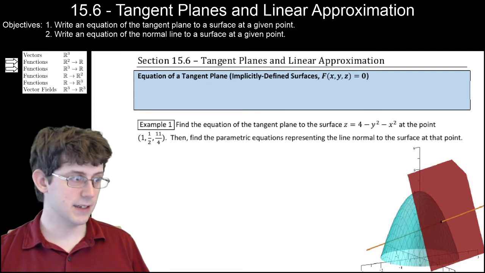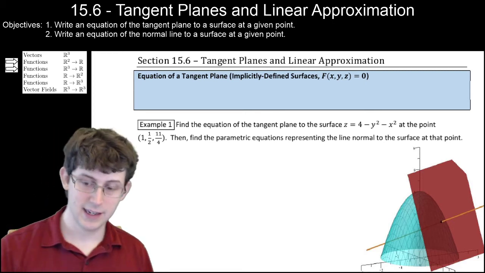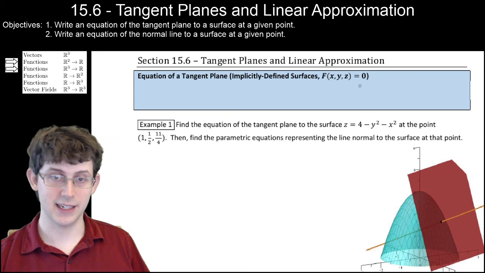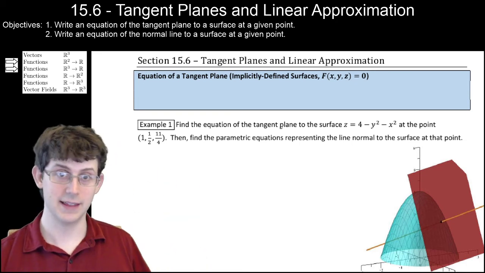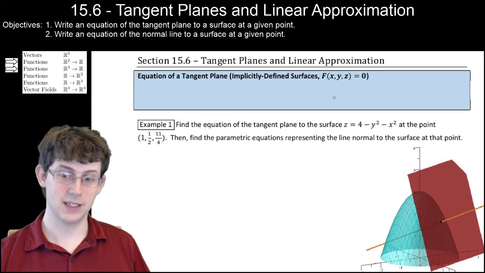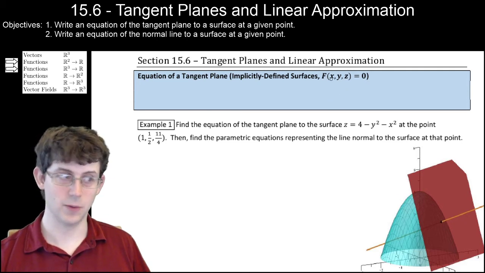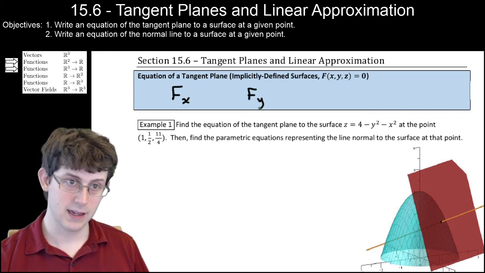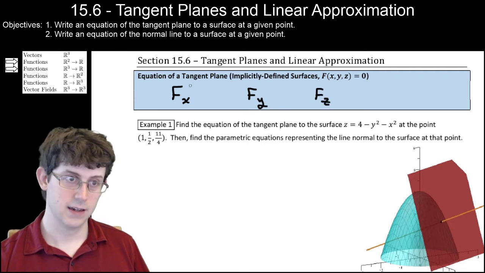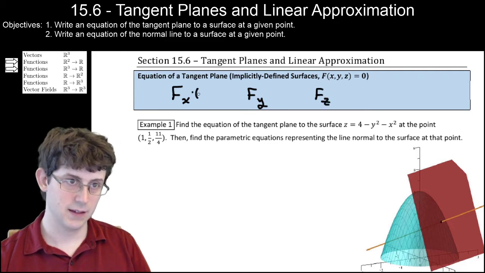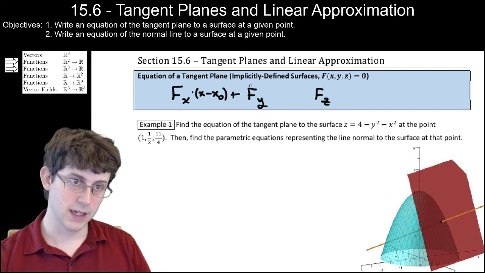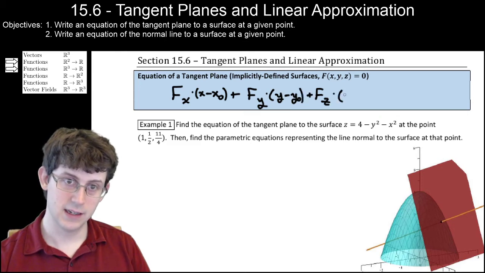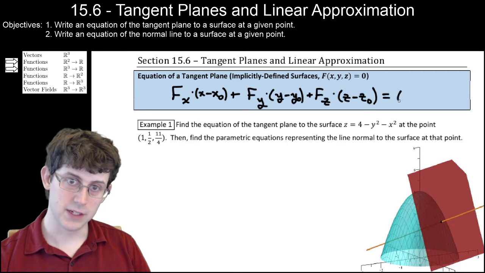Okay, if instead you have your surface implicitly defined, that means that instead of having z equals f of xy, you have a big function of 3 variables that all equals 0. Then you still use the gradient to get the normal vector, but now the gradient is fx, fy, and fz. So we'll use fx times x minus x0, plus fy times y minus y0, plus fz times z minus z0, all equals 0.